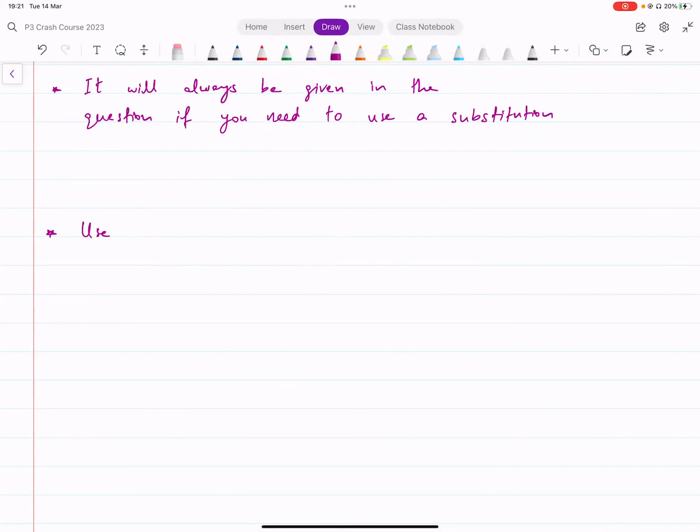For example, let's say you have something like this. Let's say you have to use the substitution u equals sine x to find the integral of sine x into cos x with respect to x.